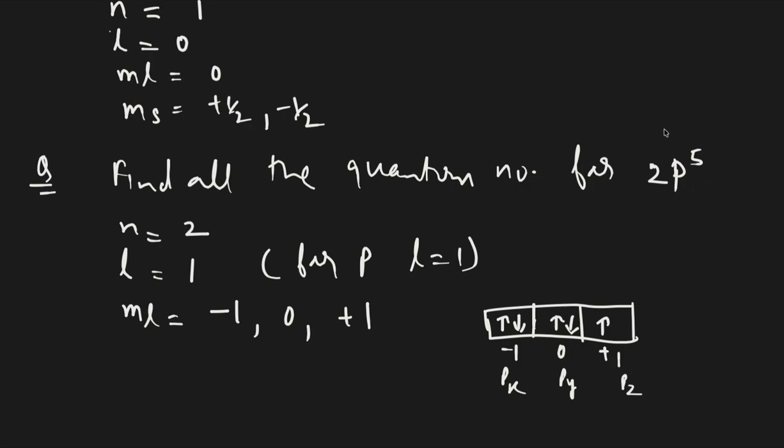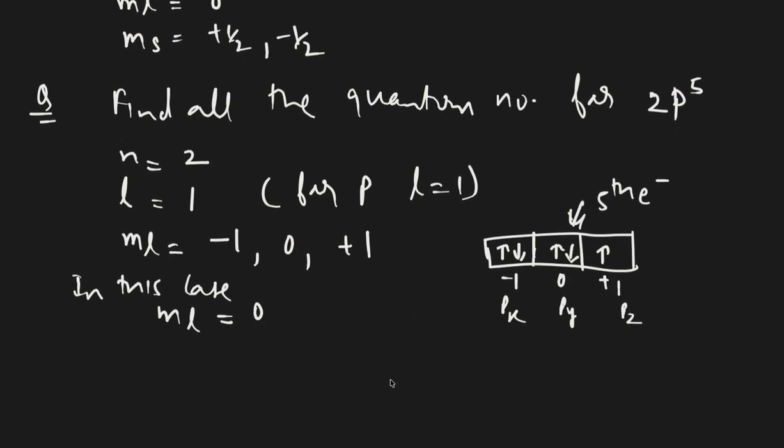So here we are talking about 2p5, that is the 5th electron. You can see 1, 2, 3, 4, 5. This is the 5th electron, right? So we can say in this case ml is basically 0. What about the spin? The spin of the 5th electron is in the opposite direction, right? So in this particular case, ms would be -half.